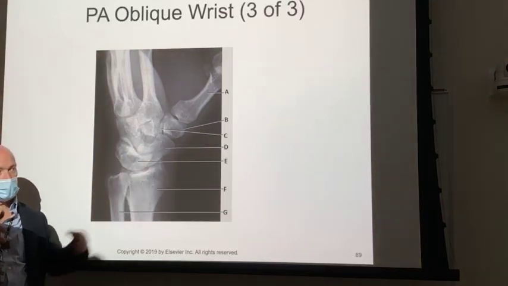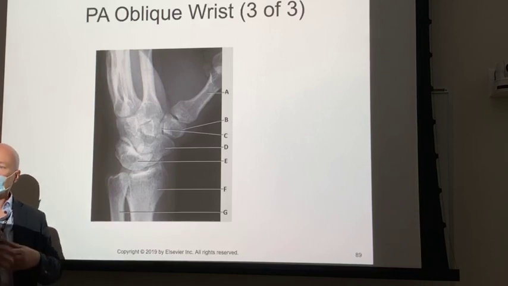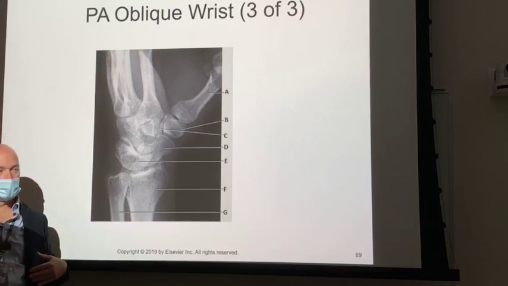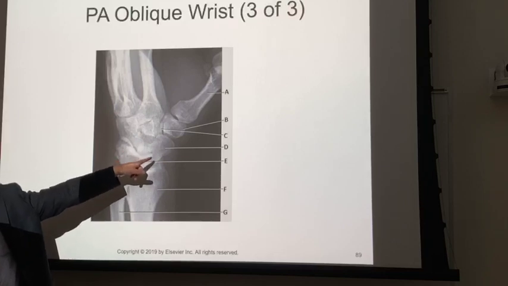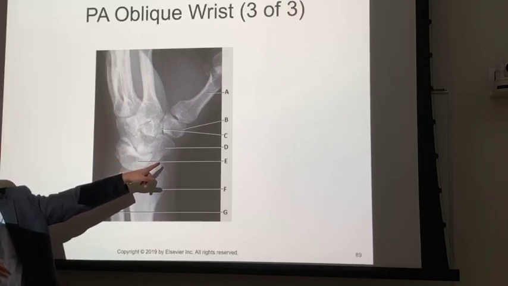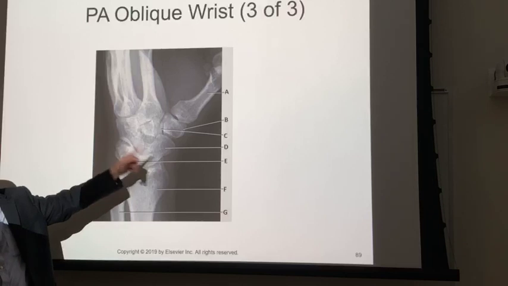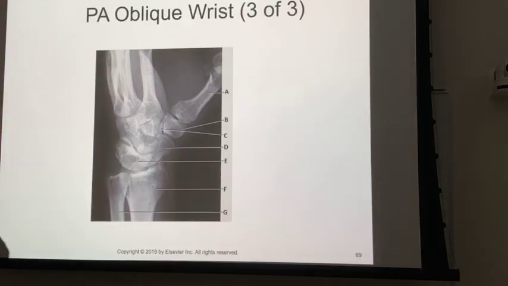So even though the lateral side of the wrist on the oblique is elevated, and we lose sharpness, recorded detail, we get magnification and all that, it still shows us the scaphoid specifically is what the oblique shows us better than anything else, is the scaphoid, okay? So it shows us the bones on the lateral side of the wrist, but especially the scaphoid.